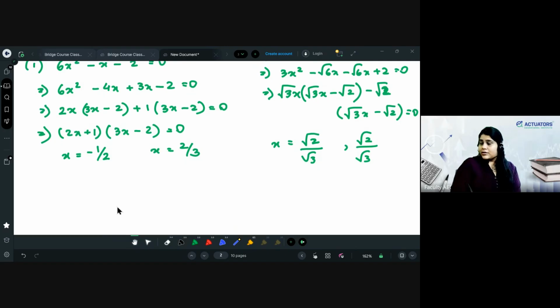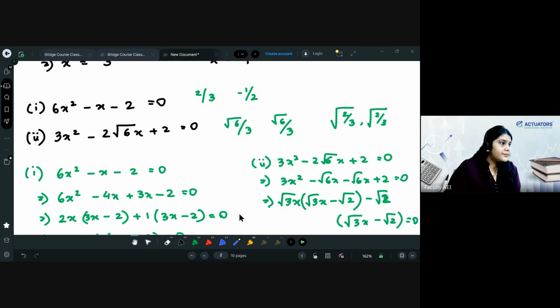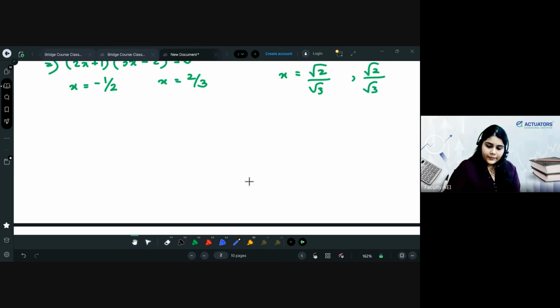Any doubts in this? Root 6 by 3 वो कट करके. Okay.